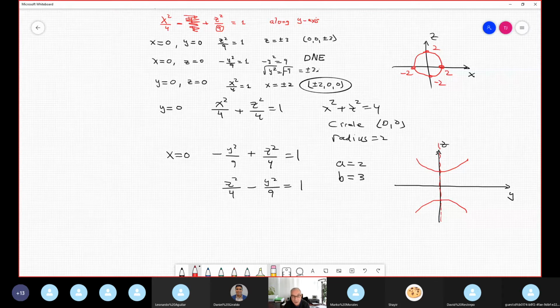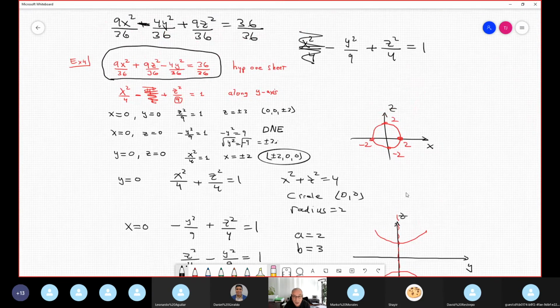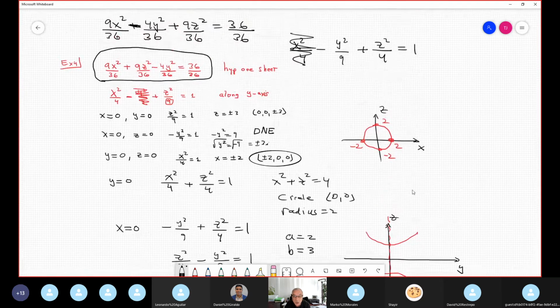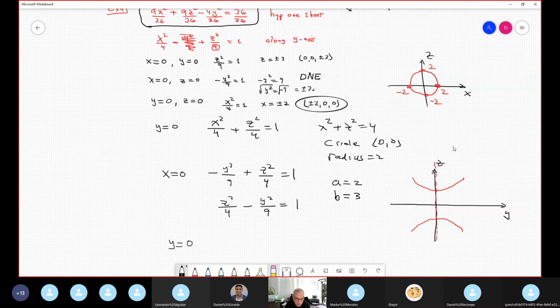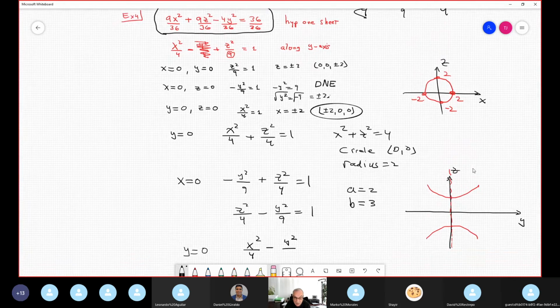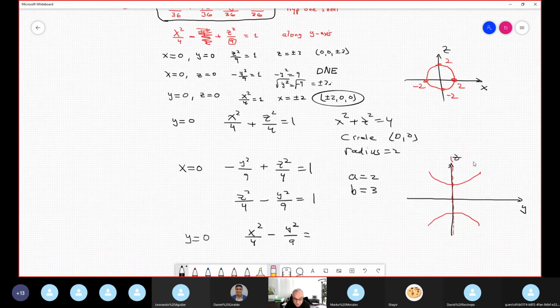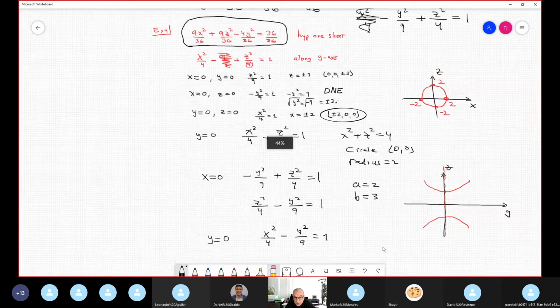That is the reason the name of this is a hyperboloid of one sheet, because it is formed by different hyperbolas. Let me see what happens with y equals 0. We come back to the original equation to not make a mistake. Now y is 0, so it is x squared over 4 minus z squared over 9, equal 1. Now this is also a hyperbola. The trace is the two-dimensional figure for the surface.